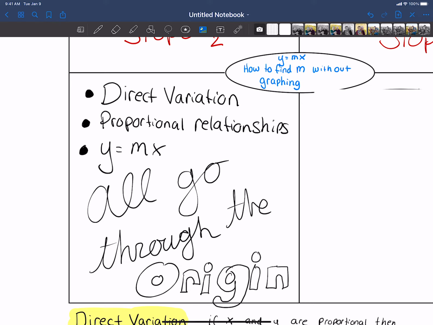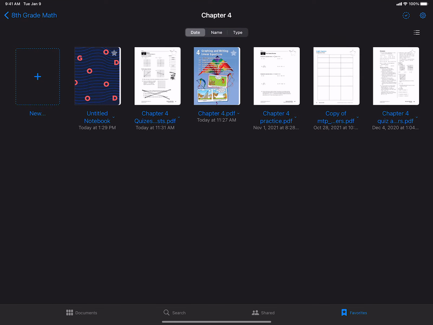That's ridiculously easy, but it sounds hard. It's a lot of confusing words just to mean the same thing, that it goes through the origin. Now, in this next box, I'm going to show you how you would use this in your actual math. Before I do that, though, I'm going to go ahead and get the book open real quick.